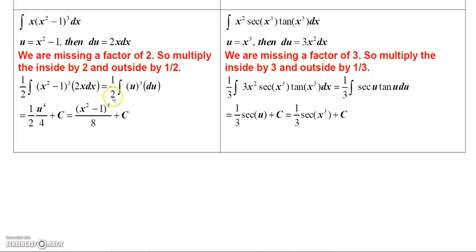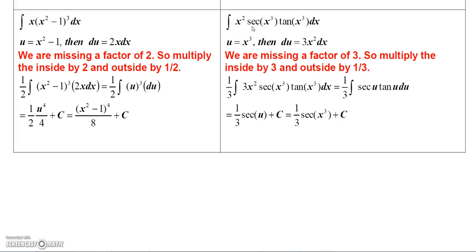So I have 1/2. You have to now carry this 1/2 with us in every step. So I have 1/2, and then the x squared minus 1 cubed is the u cubed, and the 2x dx is the du. Now if I integrate u cubed using the power rule, I get u to the 4th over 4, but I have to multiply it by 1/2. So that's going to be u to the 4th over 8 plus a constant. Now replace u with x squared minus 1, and the answer is x squared minus 1 to the 4th over 8 plus a constant. So that's the little trick that we can do when we don't have the right factors in here.